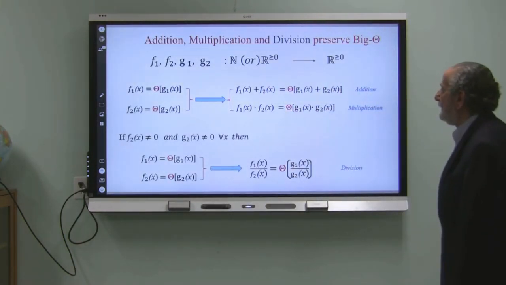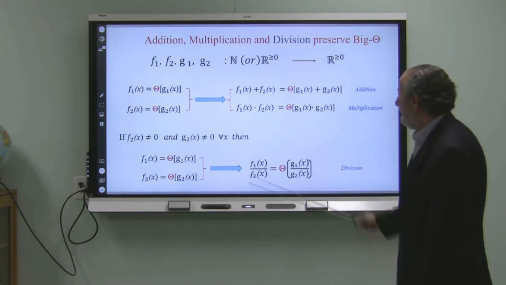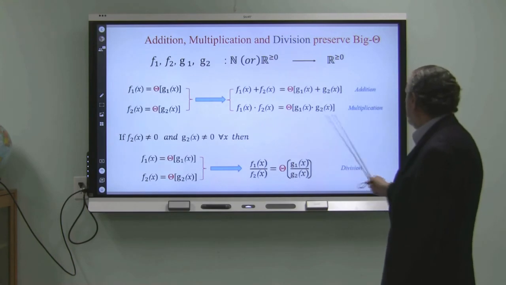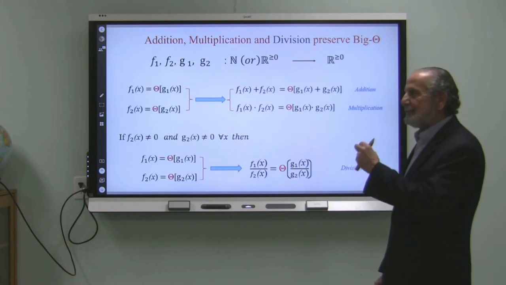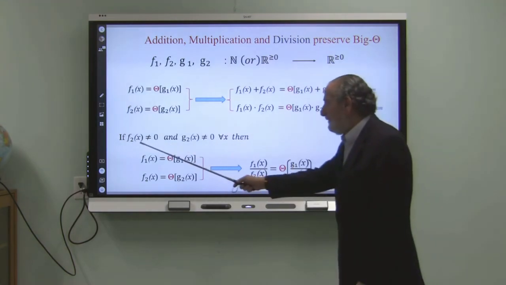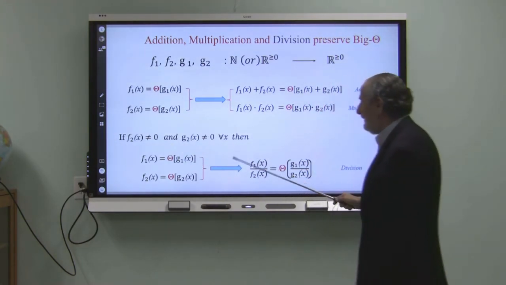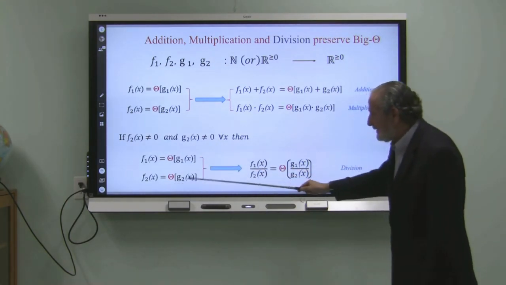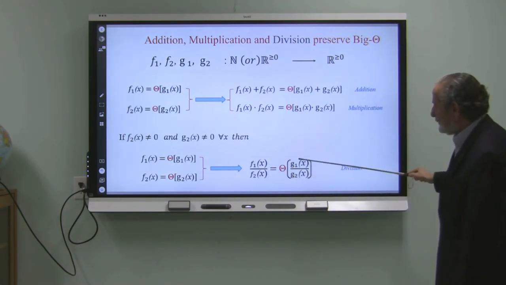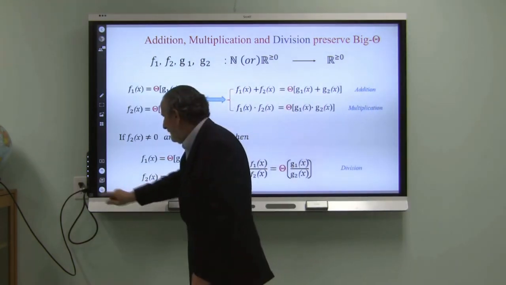Okay, properties of the big theta, the same as the big O and the big omega, in terms of the addition and the multiplication. But what is now new, and it only applies to big theta, is the division. Provided that f2(x) is different than 0 and g2(x) is different than 0 for all x, then if f1 is big theta g1 and f2 is big theta g2, when you divide, you get big theta g1 over g2. And that's a division. Let's see how this can be applied.